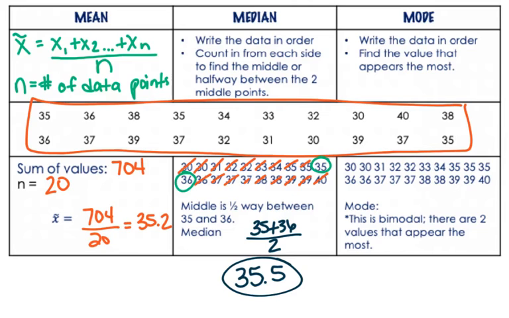Alright, so for mode, once again, they're in order from least to greatest. I see that 30 occurs twice, 32 occurs twice, but look, 35 occurs 3 times. Alright, so it's appeared more. 37 occurs 3 times, and I don't see anything that occurs more than 3 times. So we would say our mode is 35 and 37, and this is bimodal, which means there are 2 values, so there are 2 modes, and that's perfectly fine. You can have multiple modes.